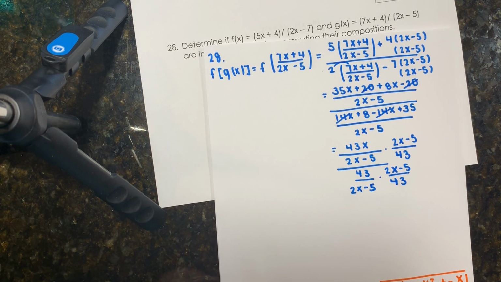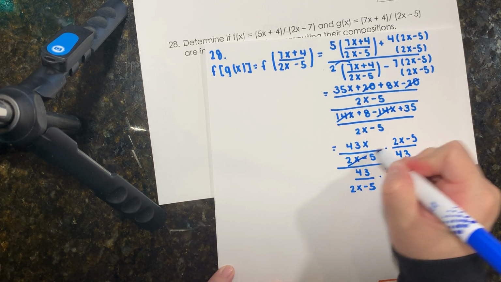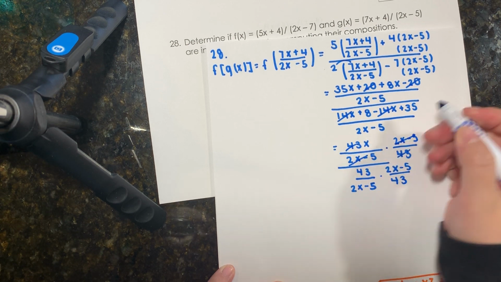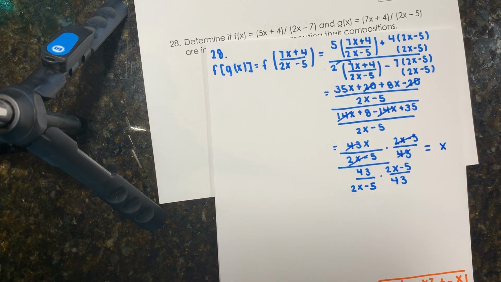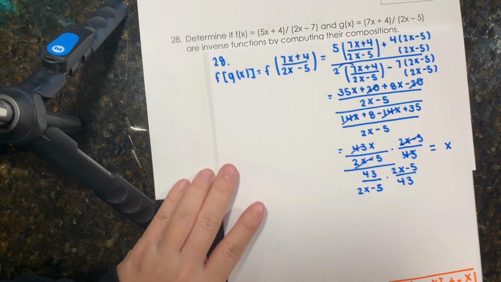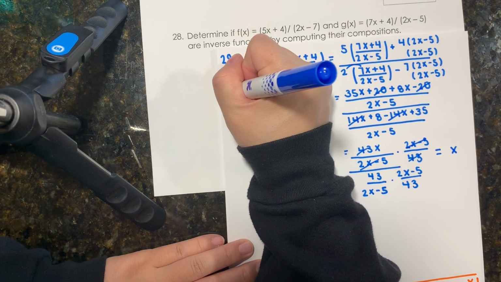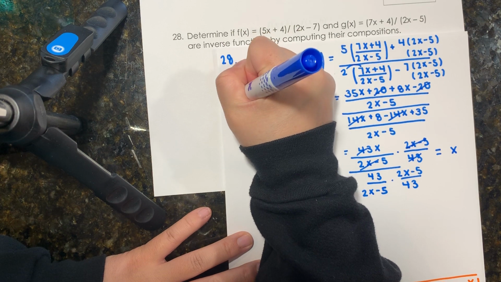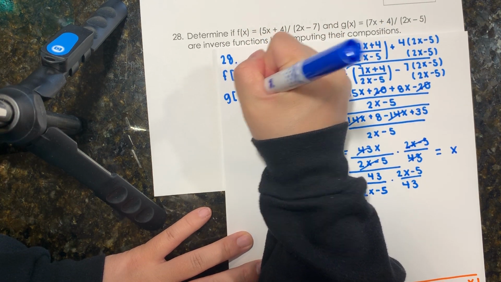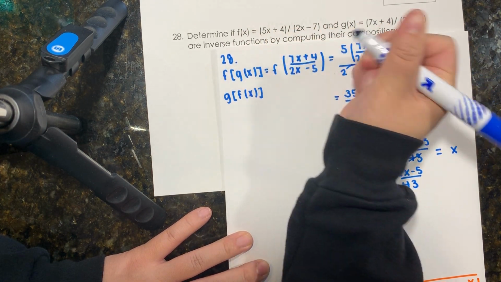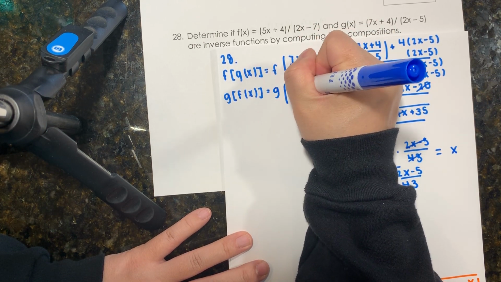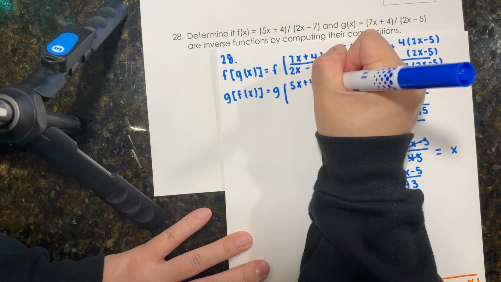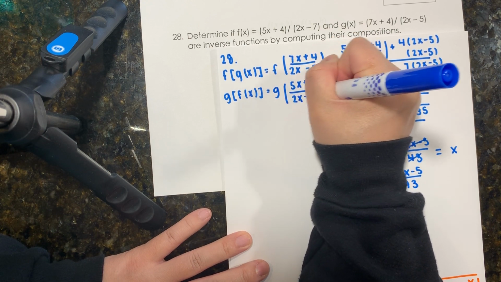You should see the 2x minus 5's cancel and the 43 cancels. You are left with the result of just x. Unfortunately, that does mean that we're going to have to go through and do g composite f of x to make sure they're both equal to x. I know what my f function is equal to. It's equal to 5x plus 4 over 2x minus 7.